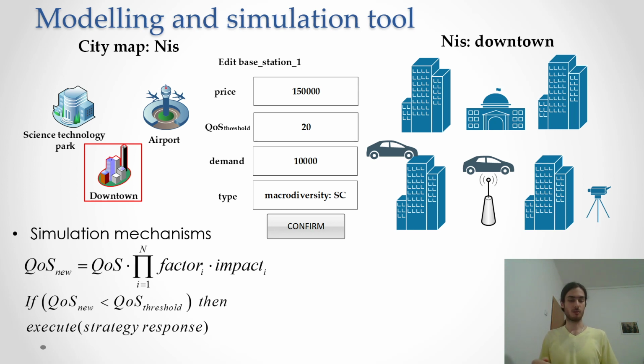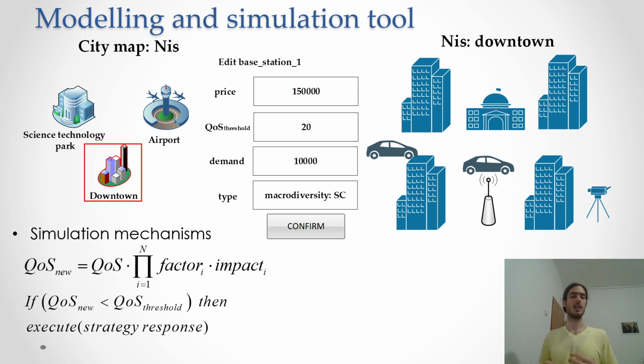When it comes to simulation mechanisms, the new value of quality of service is calculated by taking into account the product of the previous quality of service and the factors that affect quality of service, like fading, distance, and number of users, and their impact coefficients.